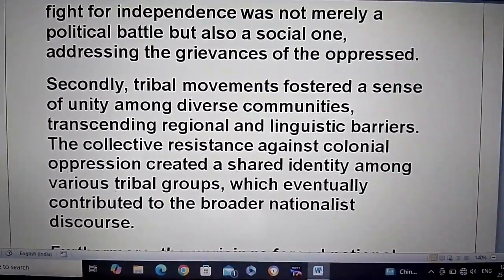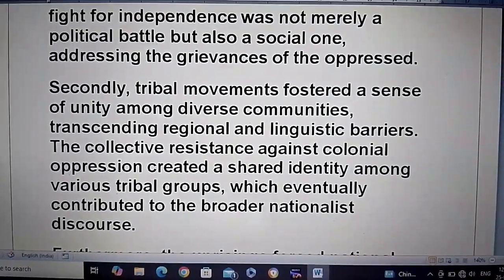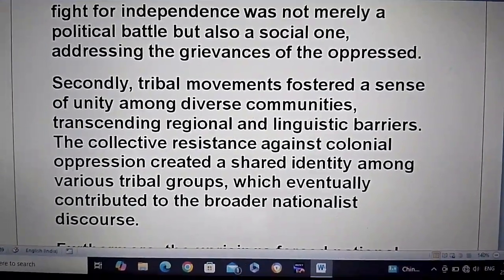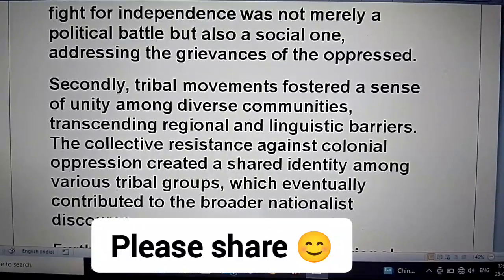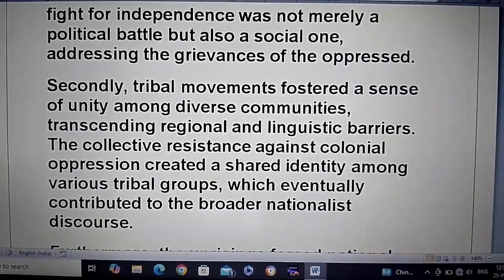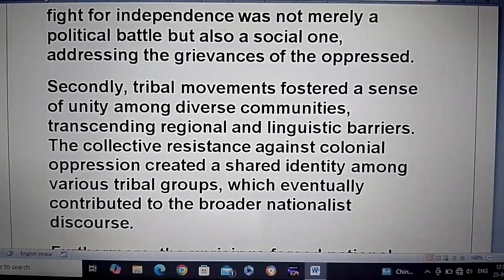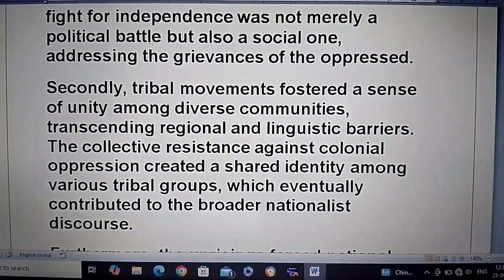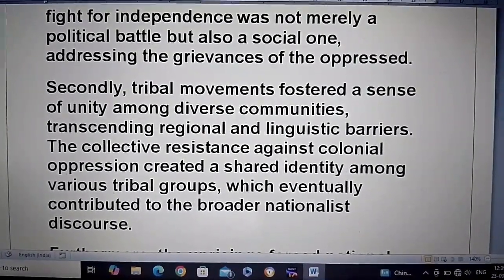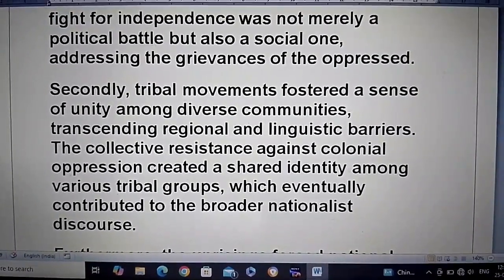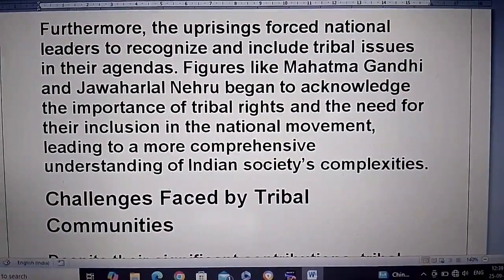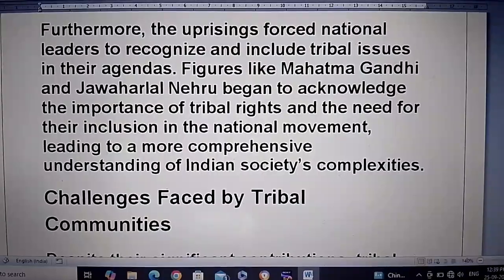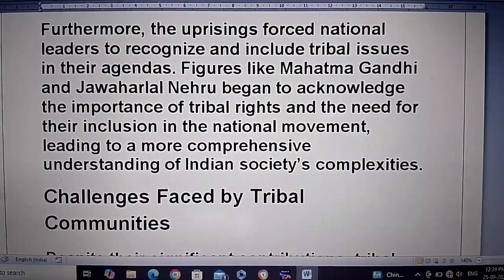Secondly, tribal movements fostered a sense of unity among diverse communities, transcending regional and linguistic barriers. The collective resistance against colonial oppression created a shared identity among various tribal groups, which eventually contributed to the broader nationalist discourse. Furthermore, the uprisings forced national leaders to recognize and include tribal issues in their agendas.